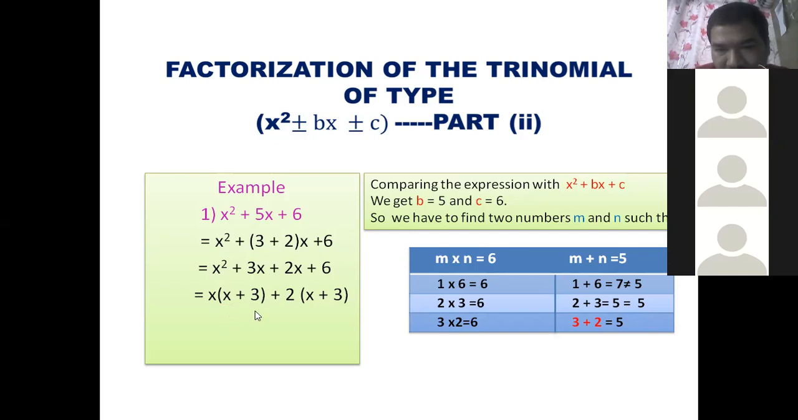What is common there, children? X plus 3 is common. If you take x plus 3 common, what is remaining in the other bracket? X plus 2. What is the sign here? Do you know, children? Multiply. If there is no sign, there is a multiply sign.